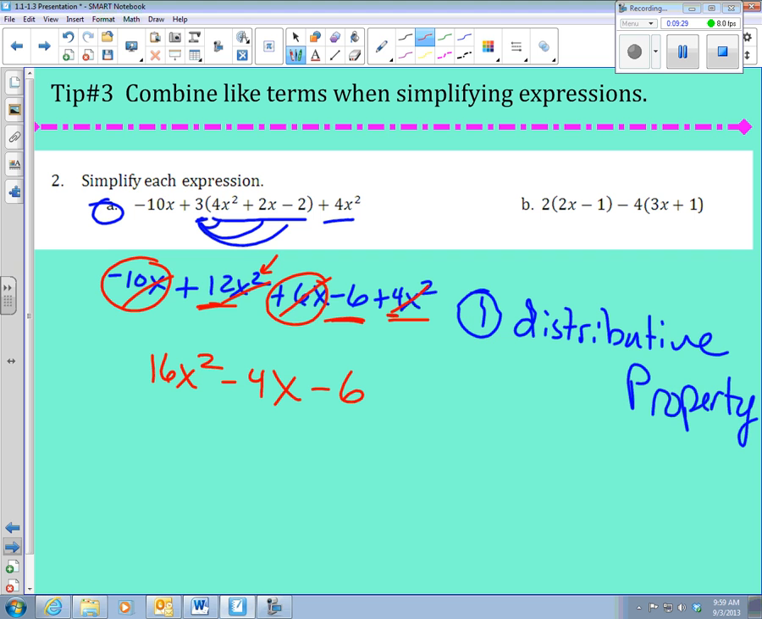I'm going to have you guys try B now. You can hit pause. The actual answer is negative 8x minus 6. If you didn't get that, we can look at it tomorrow, or you can try it again.